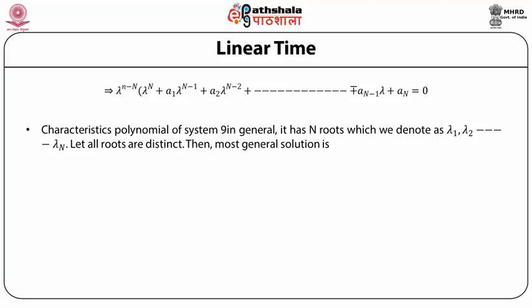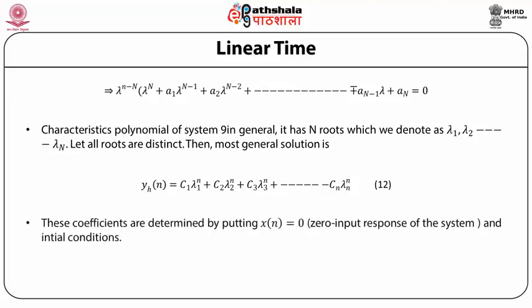If all the roots are distinct, then the most general solution is y_h(n) equal to c1 lambda 1 to the power n plus c2 lambda 2 to the power n plus c3 lambda 3 to the power n plus so on, plus cN lambda N to the power n. These coefficients are determined by putting x(n) equal to 0, that is, the zero input response of the system, and the initial conditions.